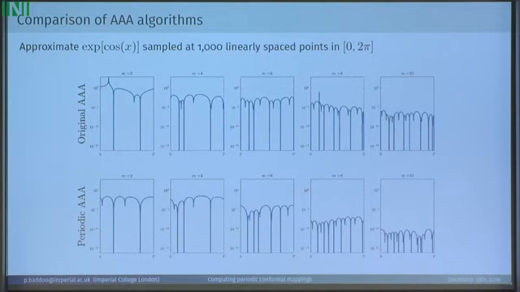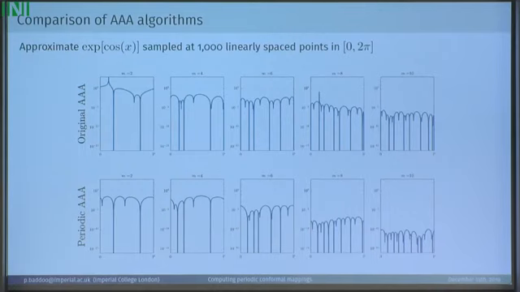And these m's correspond to the number of terms in our rational approximant. And you can see that after 10 iterations, periodic AAA has got down to 10 digits, whereas original AAA is still around 6 digits. So hopefully this is more evidence that periodic AAA is more effective when we tell it the period, and it's a periodic function we're approximating.